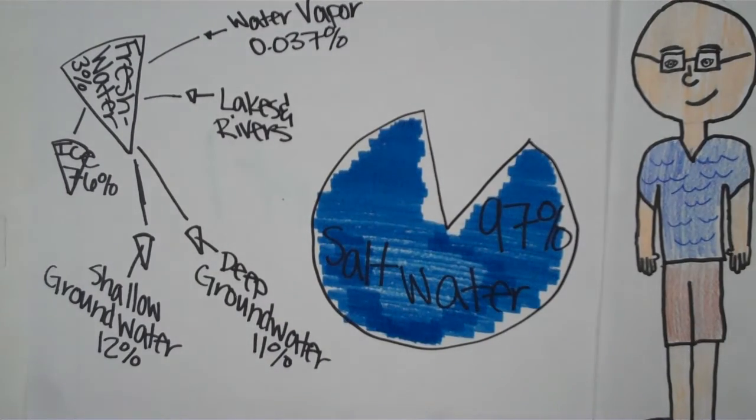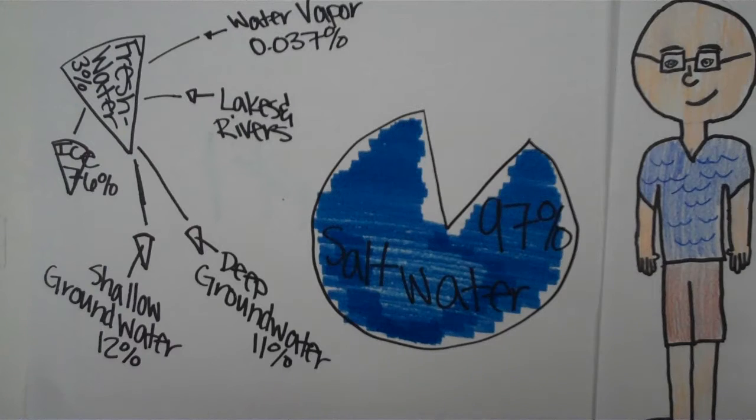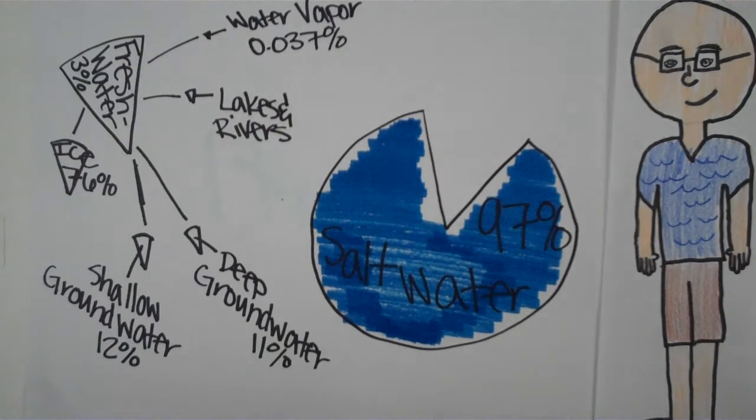Did you know that we get to use only about 1% of Earth's water? Only about 3% of Earth's water is fresh water. The rest, 97%, is salt water.